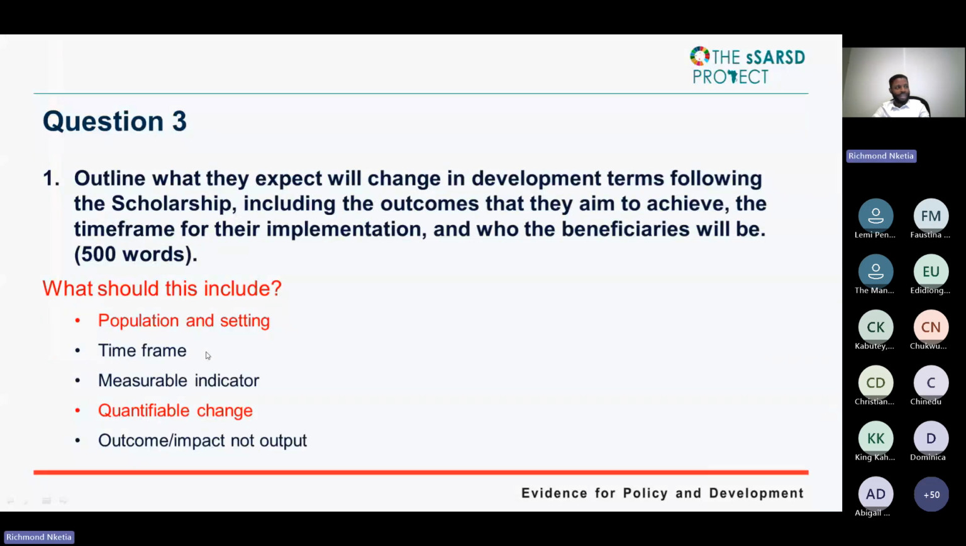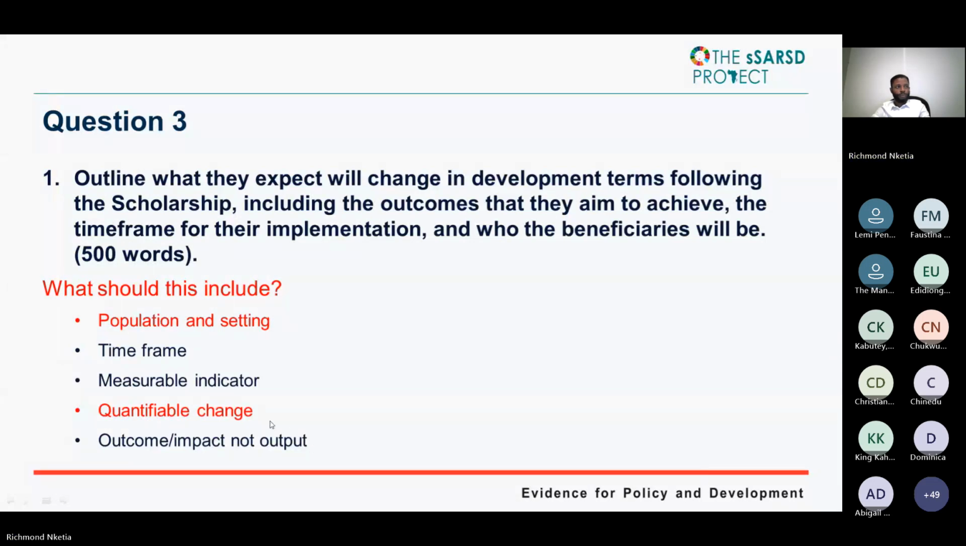If you want classical examples, you might want to look at the Sustainable Development Goals and how they were written. Bullet points give you time frames, population, measurable indicator, quantifiable change, and what you expect would change. Also note the difference between outcome and output. I've explained that. Outcome, sometimes referred to as impact, is the end product of output.